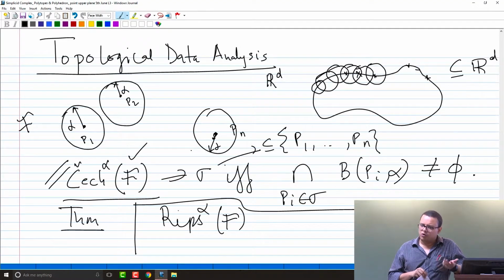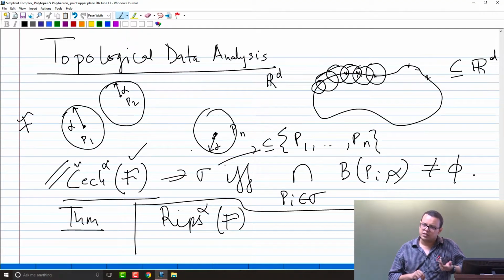So this is how. You are given the set of points. The theorem that you use is basically, if you have balls of radius alpha, then the union of these balls has the same homotopy as this Čech complex. That is a good part. Then what will boil down to computing Čech complexes?